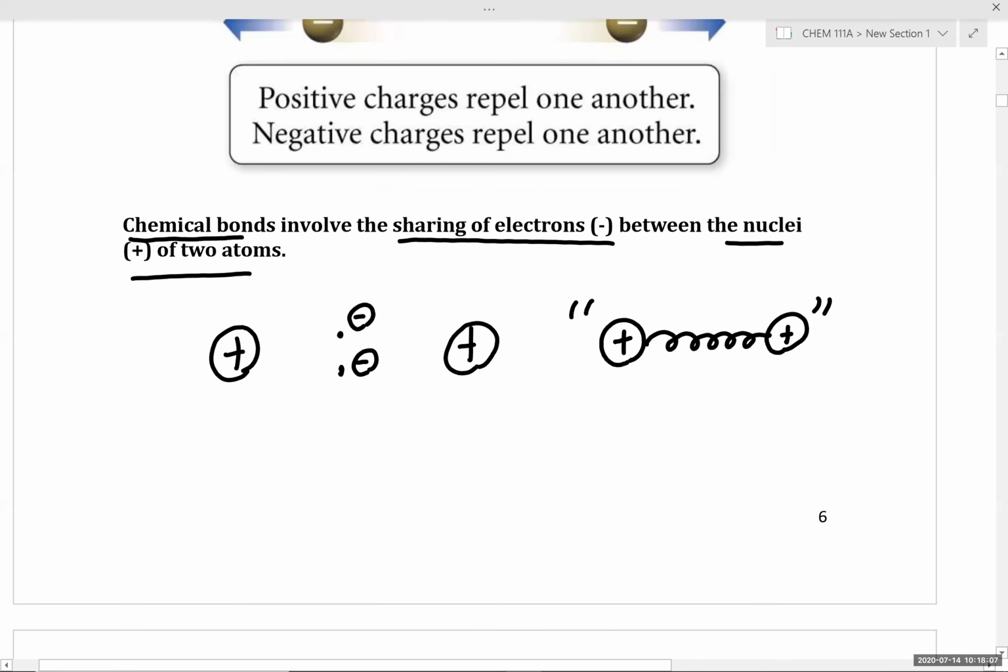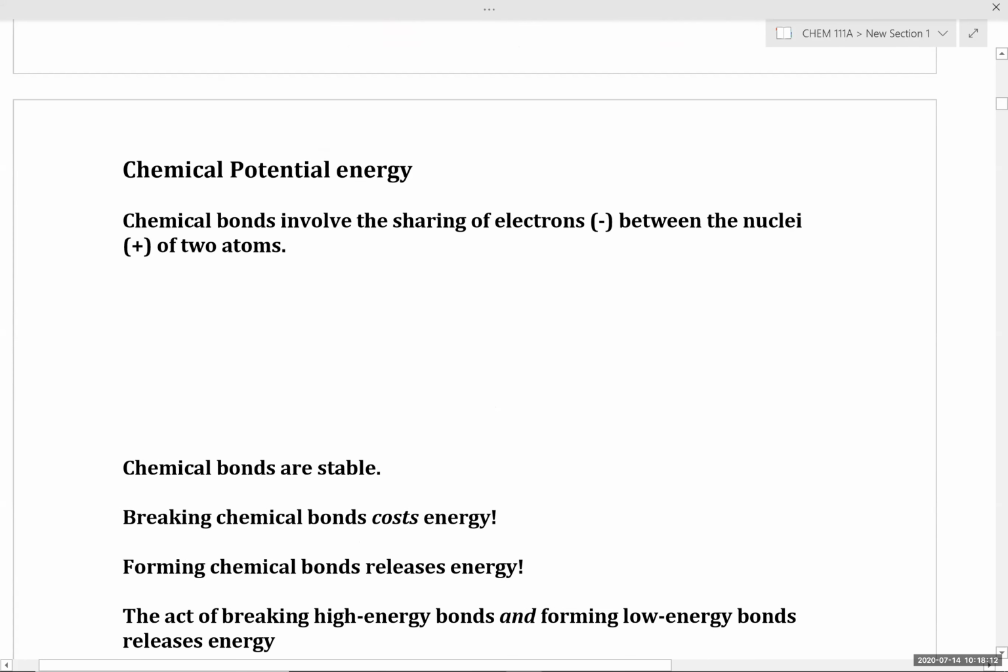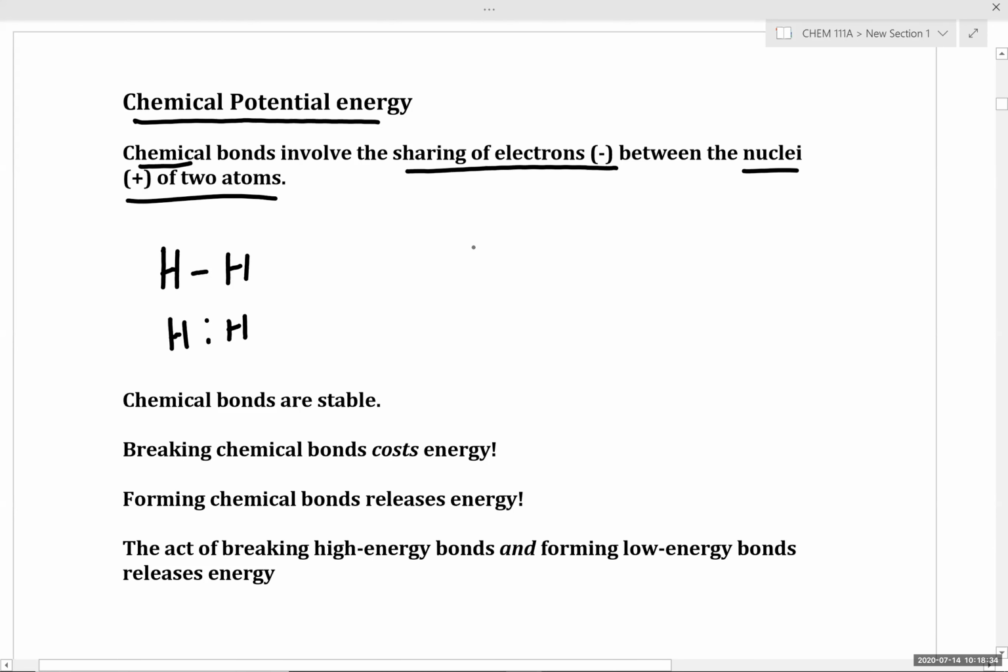Let's show how we can apply this. One of the main types of potential energy that we see in chemistry is known as chemical potential energy. Chemical bonds fundamentally involve the sharing of electrons between the nuclei of two atoms. For example, a hydrogen-hydrogen bond can best be thought of as the two hydrogen nuclei sharing a pair of electrons.